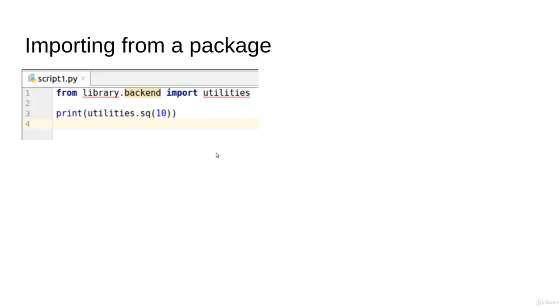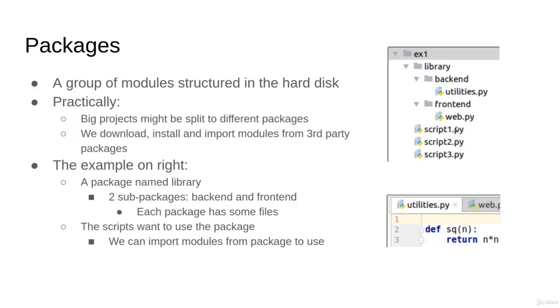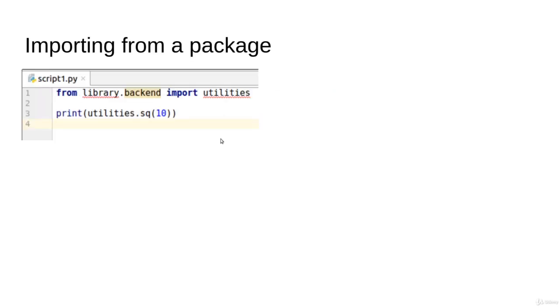To import the utilities module, we have here the utilities module, and I am in script 1. I would like to import it. We would like to access it, and we are here at the level of example 1. Example 1 is my directory, it is in a package here. It's just the root directory for us. Library is the root directory for the package. So from script 1, I need to say library.backend utilities. So this is how we can bring it. We can write from library.backend import utilities.